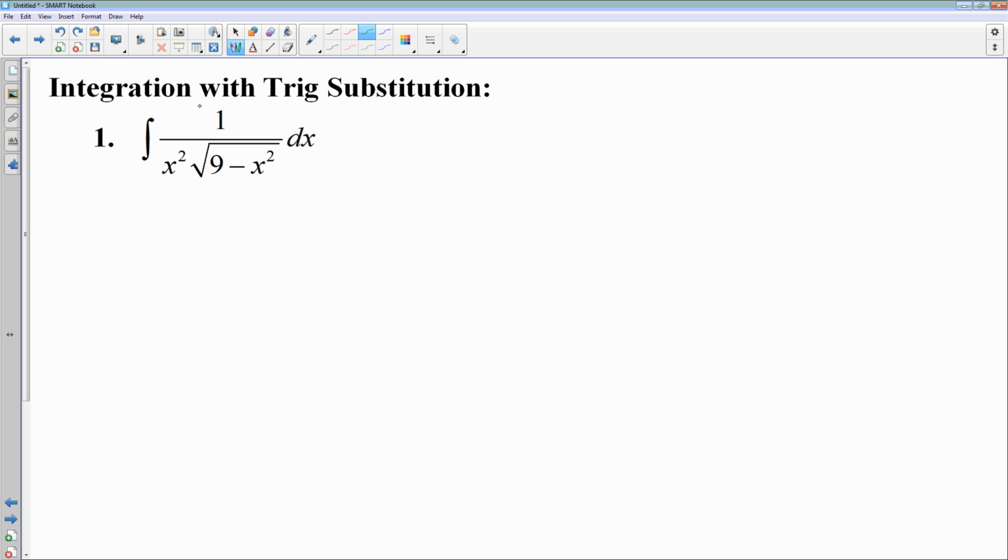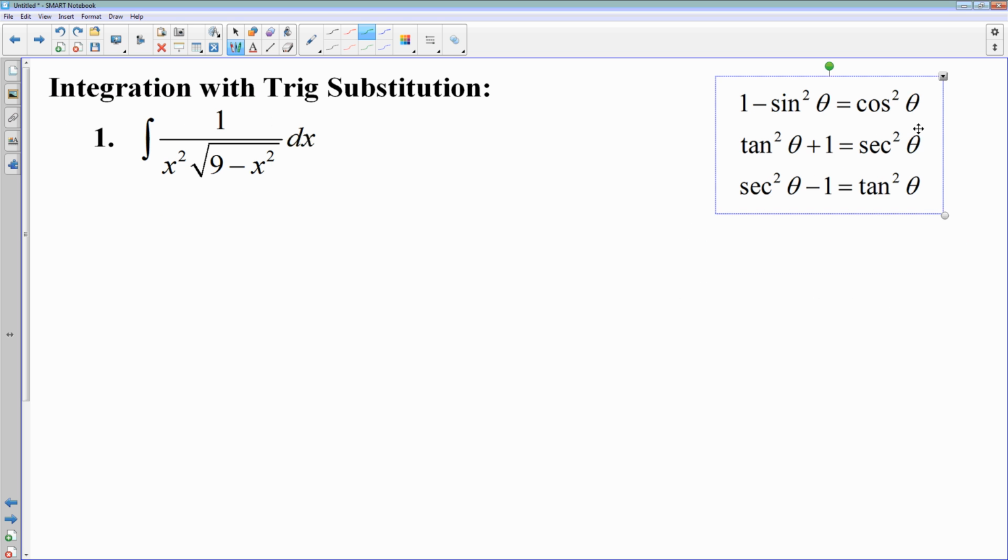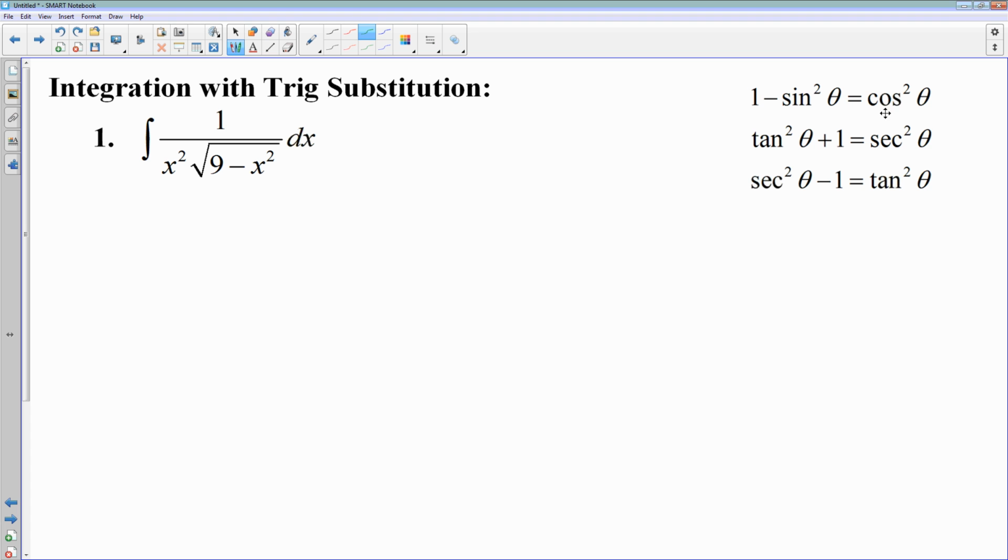All right, let's see. Integration with trig substitution. Here we're actually going to do the antiderivative. So I see that 9 minus x squared resembles 1 minus sine squared. The only difference is the whole equation is multiplied by 9. So if I multiply the whole equation by 9, then I have 9 minus x squared. So for my substitution, I'm going to take out the x and plug in a 3 sine theta for every x, because if I do that, then this will turn into 9 minus 9 sine squared theta.